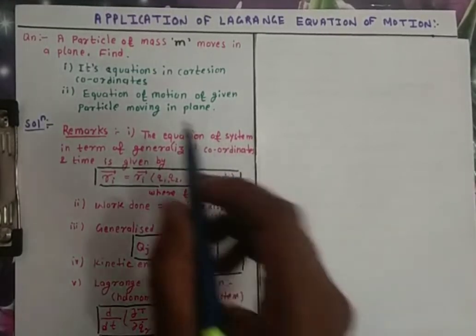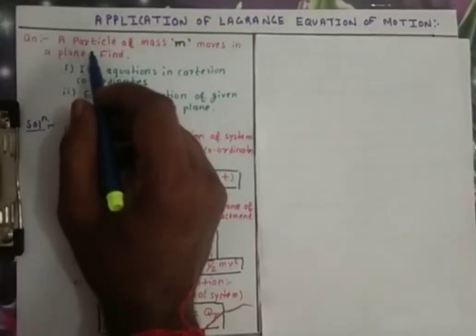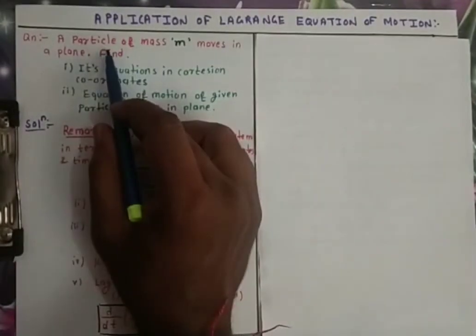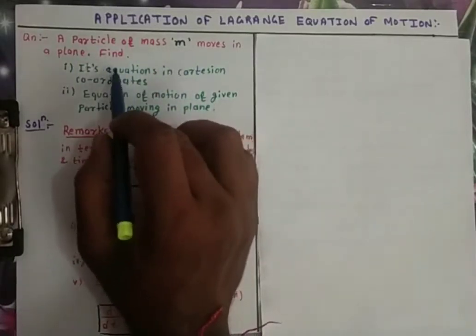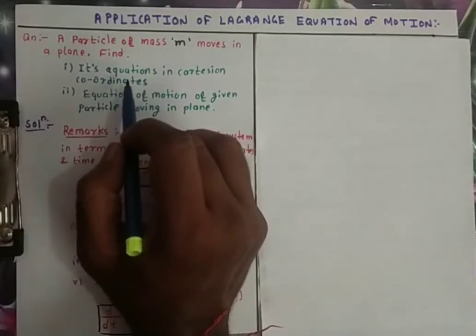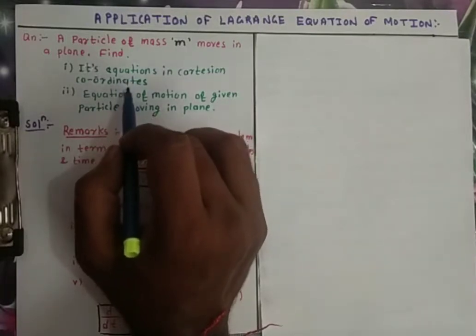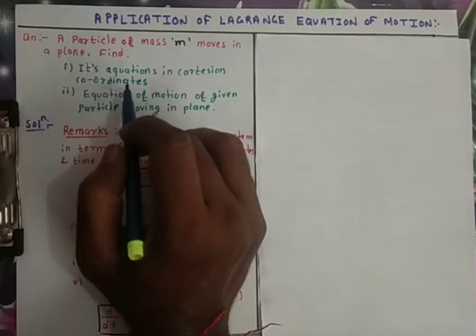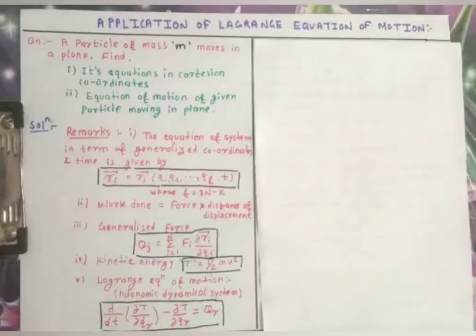So today we will solve: a particle of mass m moves in a plane. Then we have to find its equation in Cartesian coordinate, that is, we have to find the equation of the system in the form of Cartesian coordinate, that is, generalized coordinate. And second, the equation of motion.